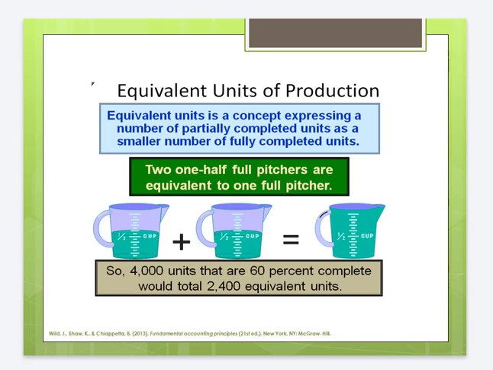And I think this is a fairly easy example to understand. They show that if we have one pitcher that's half full and another pitcher that's half full, if we put those together, it would be equivalent to one full pitcher. That's what we're thinking about with these partially completed goods. So if we had 4,000 units that were 60% complete, we would take 4,000 times 0.6, which gives us the equivalent of 2,400 complete units.